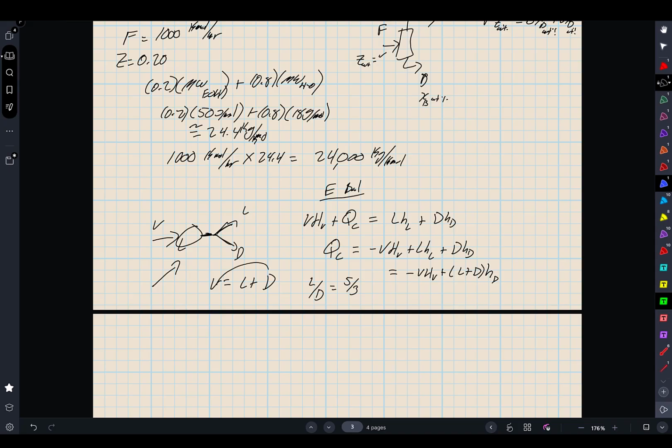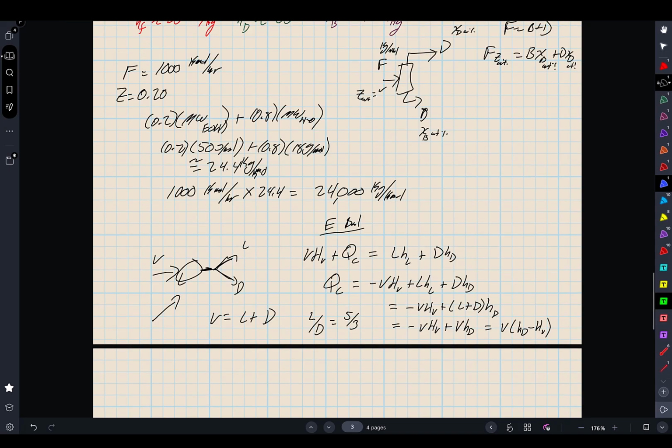At this point, we know here L plus D is equal to V, so we can say that this then further simplifies to minus V big HV plus V times HD, which then we can factor. So when we go ahead and factor this out, we can leave the negative out and bring the V. We get that V times our HD minus our big HV. And that's going to be the duty around the condenser.